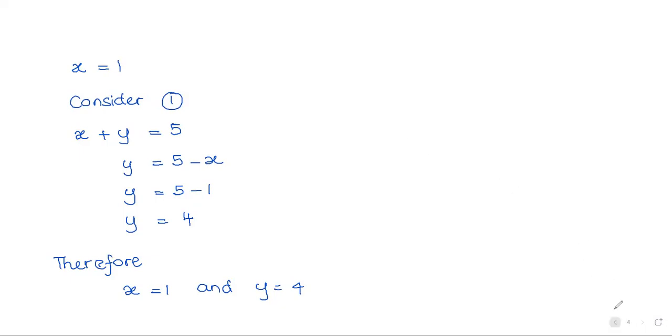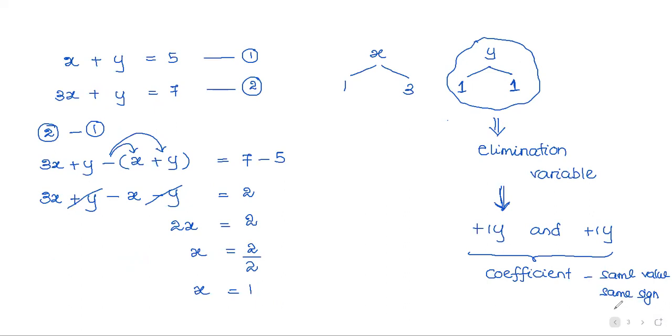So this is how we can solve a simultaneous equation using the elimination method. We decided the elimination variable, and here the elimination variable had coefficients with the same sign. Tomorrow, we will discuss how we can solve the same kind of simultaneous equation when you have negative, negative.